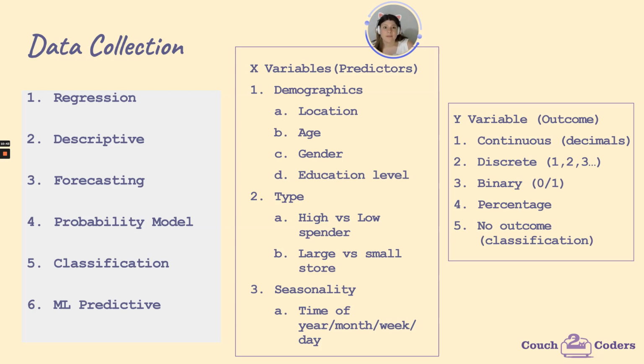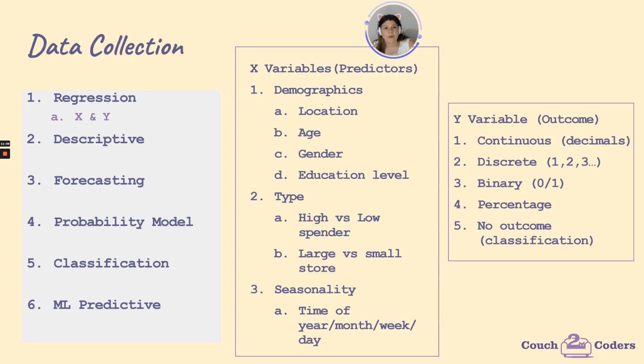You might also have no outcome or no Y variable. That's what we would probably do in a type of unsupervised classification model where we don't know what the group should be. We want the model to group our customers based on different predictors and X variables that we've put in.